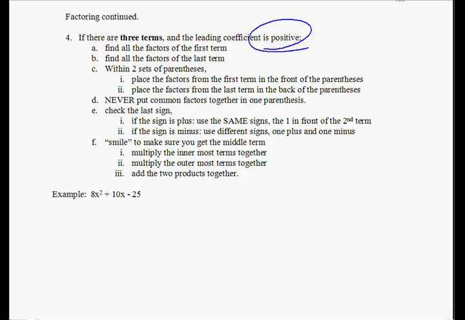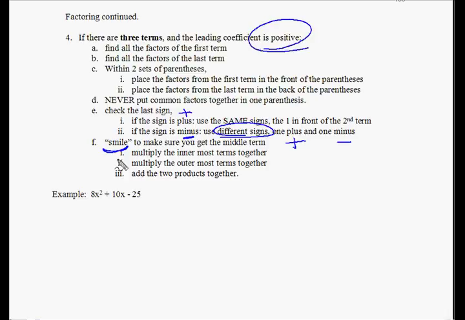Never put common factors together because your first step was to take out what was common. Check the last sign. If the last sign is a plus, then you must use the same sign. I'm not saying what it is, I'm just going to say that it's the same sign. But when there's a minus, you're going to use different signs. You're going to have a plus and a minus for sure.